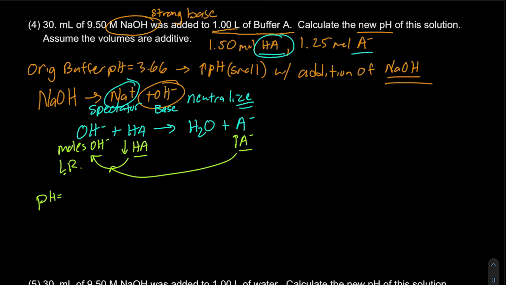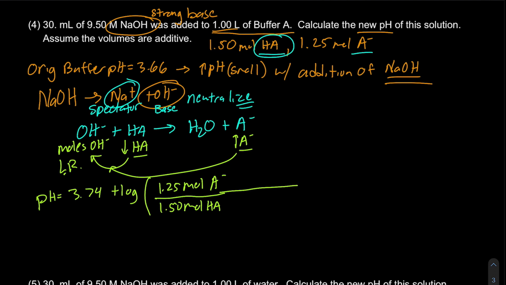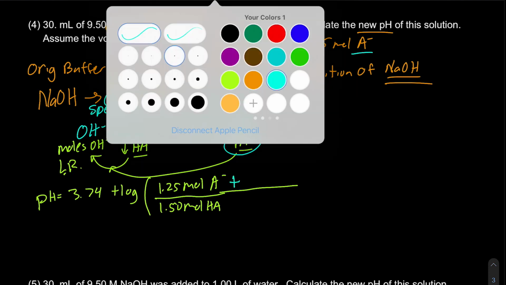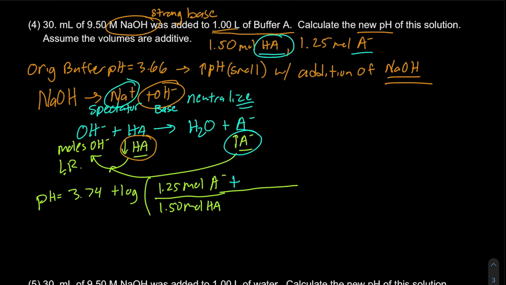So like we did before, let's go ahead and start out by just writing out what our buffer looked like before we added in our base here. So 3.74 is our pKa, plus the log of the ratio of our base, 1.25 moles of base, over 1.50 moles of acid. And now when we look at this, we'd see we're going to increase the amount of base, and then we are going to decrease the amount of acid.